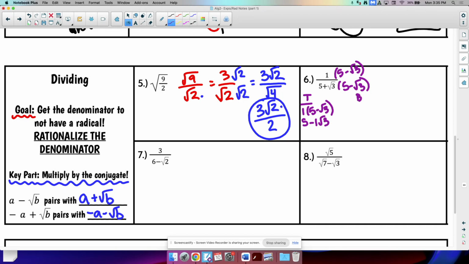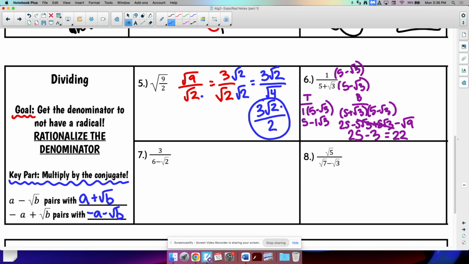When I multiply the bottom, now we're going to have to FOIL it. So 5 times 5 is 25, minus 5 root 3, plus 5 root 3. So remember, inside radicals don't work with outside radicals. When you do the last one, we have a negative. They're both under the radical, so the 3's can multiply together. Negative 5 root 3, positive 5 root 3 cancels. Minus the square root of 9. The square root of 9 is just 3. So when we multiply all that out on the bottom, our bottom is just going to be 22.